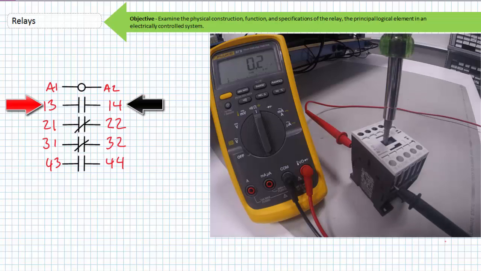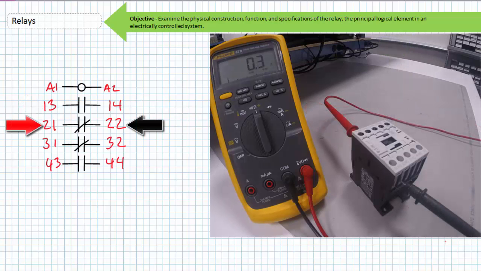When manually triggered using the plunger on the front, the ohmmeter indicates the normally open switch has closed. When in its deactivated state, the ohmmeter indicates there is connection between the 2-1 and 2-2 terminals of the second normally closed switch as expected. When manually triggered using the plunger on the front, the ohmmeter indicates the normally closed switch has opened.